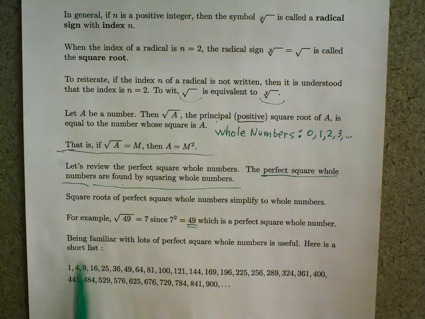Okay, being familiar with lots of perfect square whole numbers is useful. Here is a short list. Well, there are infinitely many perfect square whole numbers, but the more familiar you can become with the ones up through, say, 900, that will make life easier. So work on a few at a time and then branch out after that. Okay, let's move on to the next page.